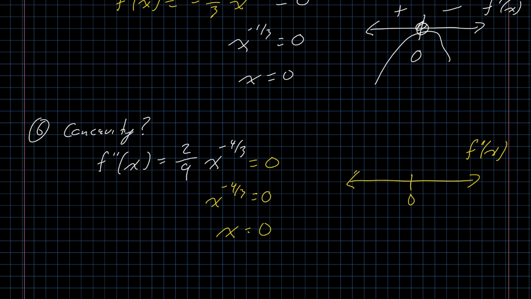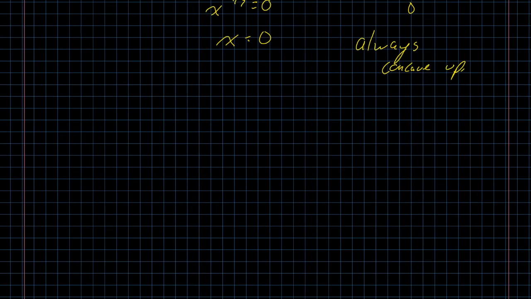Plug in positive 1, you get f double prime of 1 is 2/9. The only thing that matters there is that it's positive. Plug in negative 1. Negative 1 to the negative 4/3 power is positive 1. Multiply that by 2/9, so you get a positive number out there. The function is always concave up. That's kind of interesting. The function is always concave up when it is increasing and when it is decreasing.